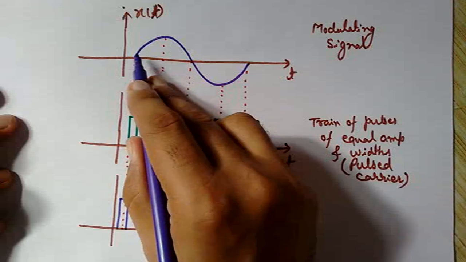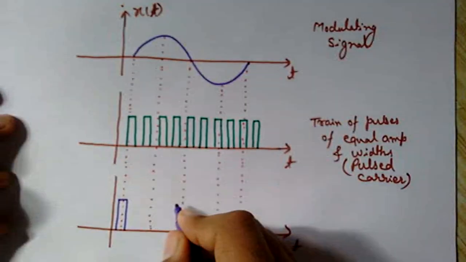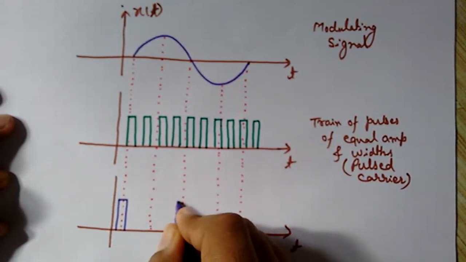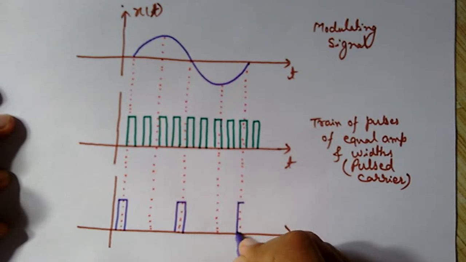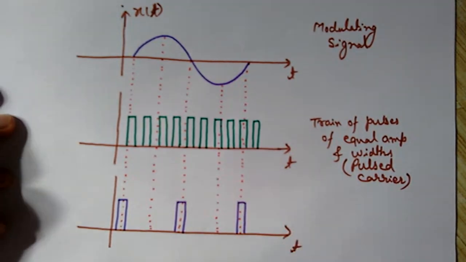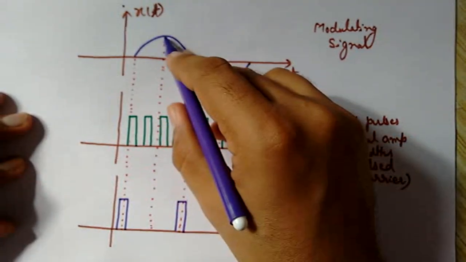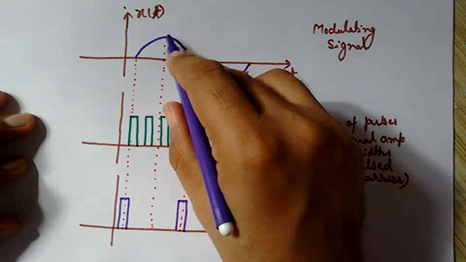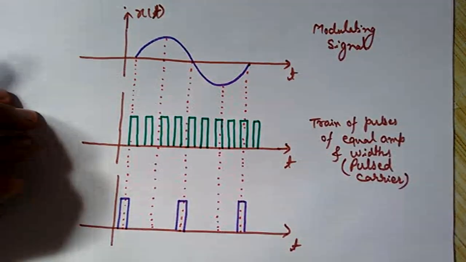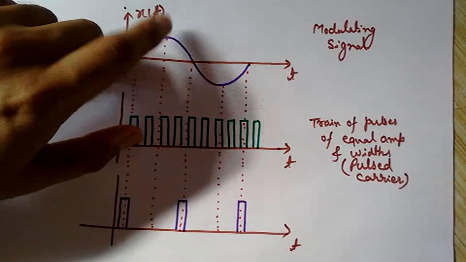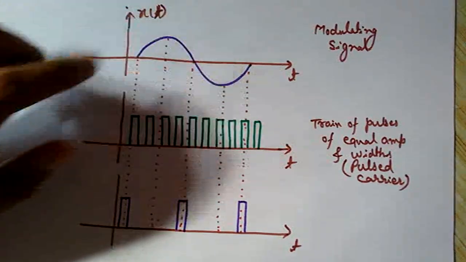Let's draw some width corresponding to these 3 points where it is crossing the x-axis. So these all are of equal widths. Okay, amplitude is same for PWM, and now the width corresponding to this peak value is maximum. As it is maximum, it is varying as per the amplitude of the message signal or the modulating signal. Since it is maximum, the width is maximum at this point.